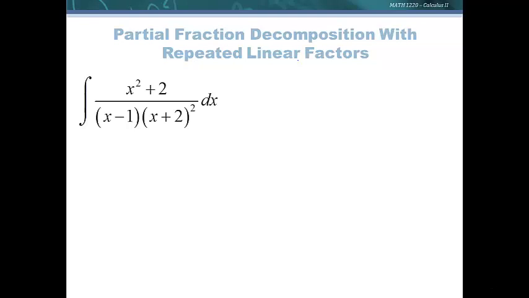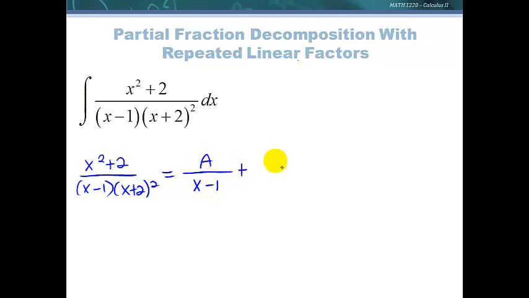Now we're going to look at partial fraction decomposition when we have repeated linear factors. So this denominator is factored and we have linear factors, but this one is squared. If we were looking for the partial fractions of x squared plus 2 over x minus 1 times x plus 2 squared, we would have one fraction with the denominator x minus 1, plus the next fraction with the denominator x plus 2, and students' gut feeling here is there should be another one with x plus 2.